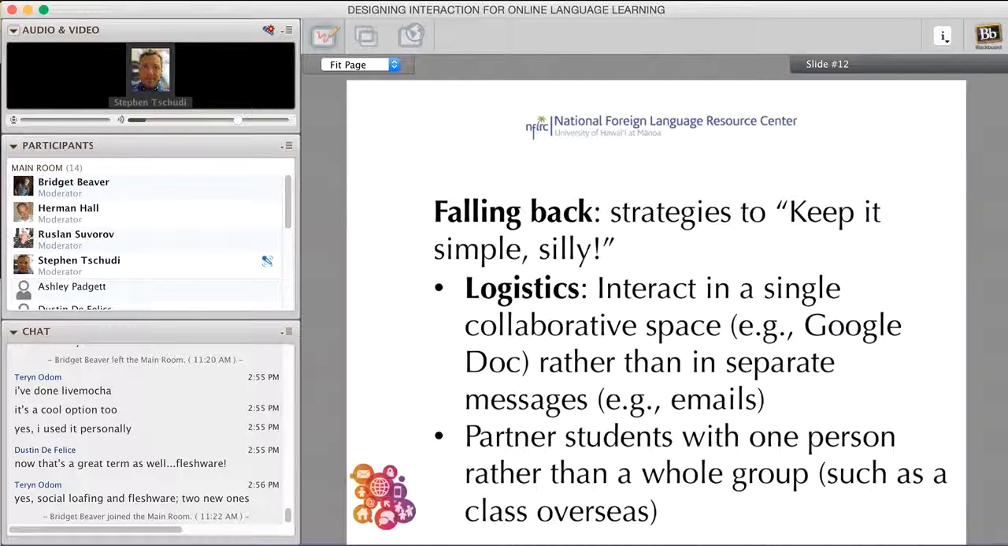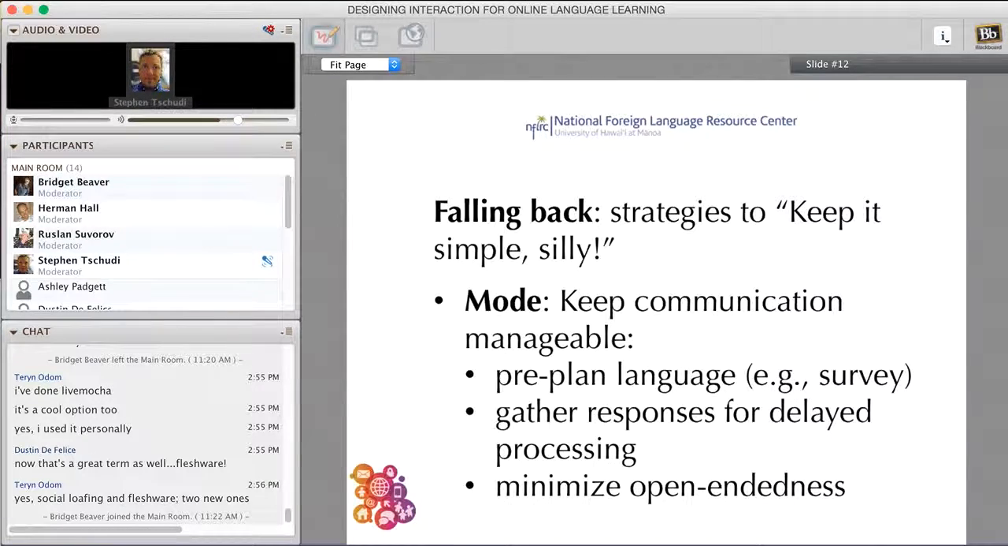All right, one more falling back strategy has to do with the mode of communication. And you can keep communication manageable by pre-planning language. So instead of saying, okay, we'll meet online at 8 o'clock Eastern time, oh, that's 4 in the morning in Europe, whatever, you're going to have your students prepare language, plan language, maybe by creating a survey.